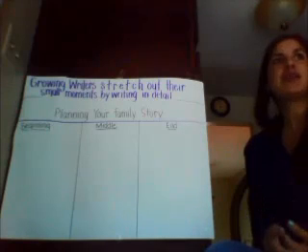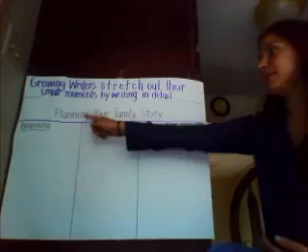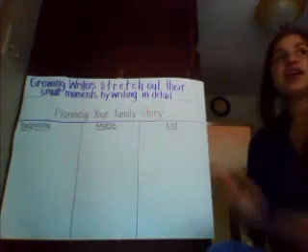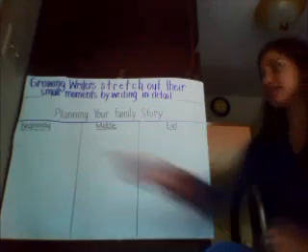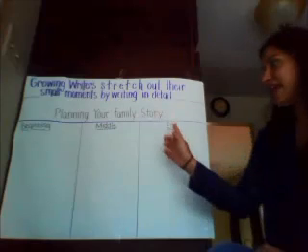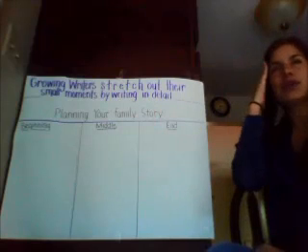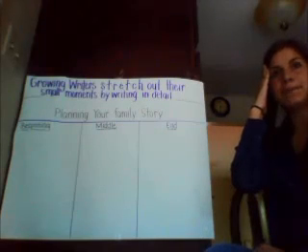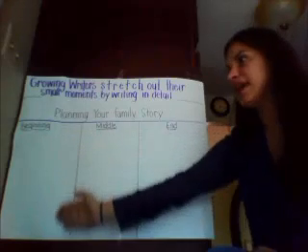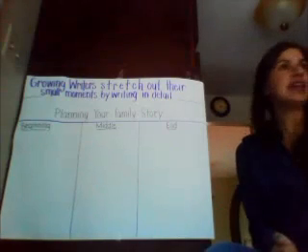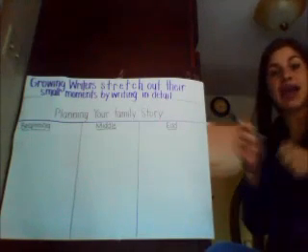Well, each of us will have a planning sheet that says planning your family story. It will be organized into sections, beginning, middle, and end. We're going to use our photograph and think, what happened in the beginning? And as I'm thinking, I'm going to jot down my ideas.